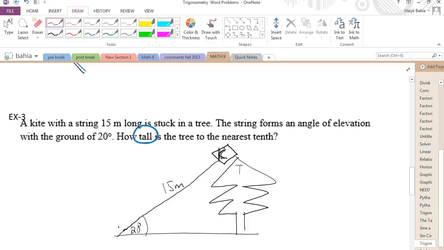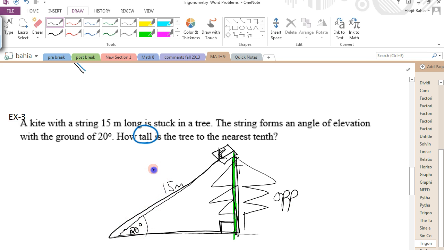Okay. So, there's our angle, 20 degrees. And there's our distance there, 15. We want to know that distance from the top of the tree down. So there, that shows us the right angle triangle right there. We want to figure out this distance from there to there. Well, how do we do that? What do we know about this angle? Well, that unknown side is opposite, and this side here is adjacent.